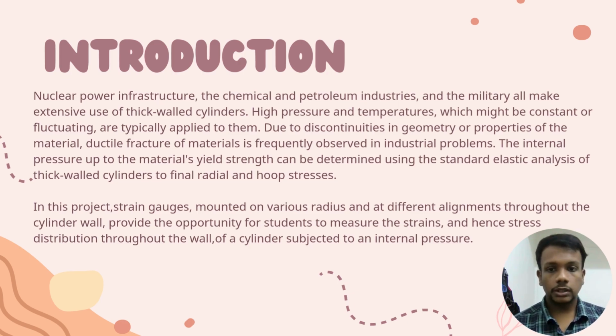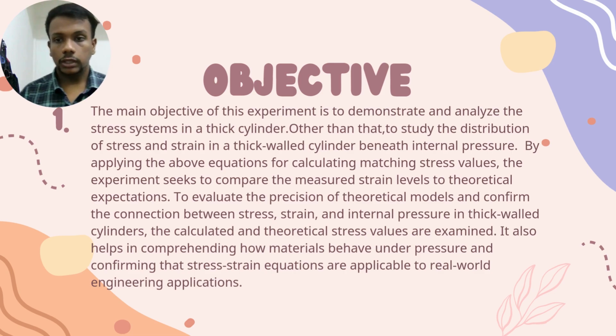The internal pressure up to the material yield strength can be determined using the standard elastic analysis of thick wall cylinders to find radial and hoop stresses. In this project, strain gauges mounted at various radii and different alignments throughout the cylinder wall provide the opportunity for students to measure the strains, and hence the strain distribution, throughout the wall of a cylinder subjected to internal pressure.